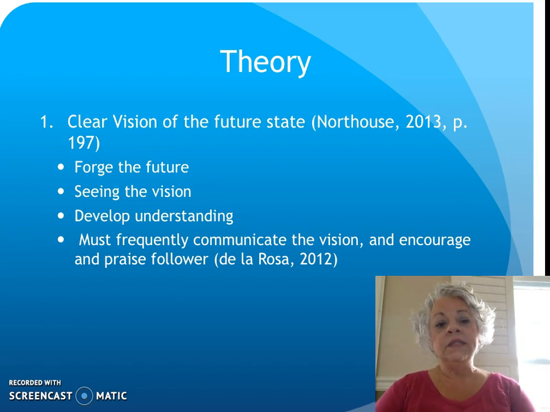What is it you want to see? What are the most common things that are going to happen? And you have to be able to communicate that frequently, with lots and lots of follow-up, with those that work with you. You have to encourage them and praise them and say, you're doing a good job, and I like how you're thinking.